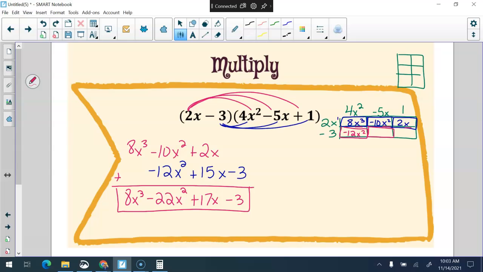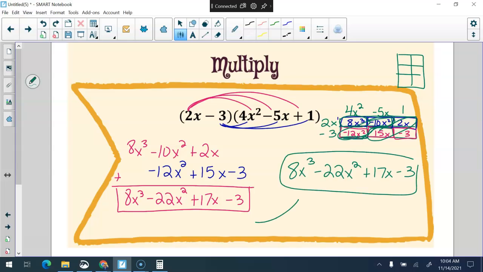Negative 5 and negative 3 make positive 15x. And negative 3 times 1 is negative 3. My like terms are typically diagonal from each other, and it looks to be that way here. So my first term is that 8x cubed. My second term are combining these 2 boxes, negative 10 and negative 12 make negative 22x squared. And we have a 15x and 2x making 17x and a minus 3. Both ways give you each of those methods.